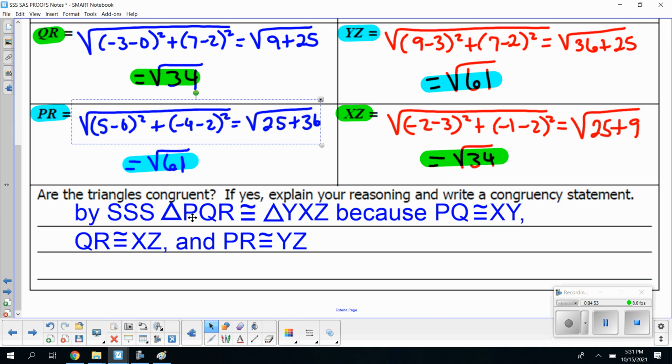Okay, pause that if you need to copy all that down. And I would like for you to try number 2. So pause your video and use the distance formula for number 2. Find the lengths of PQ, QR, PR, and then find the lengths of XY, YZ, and XZ.